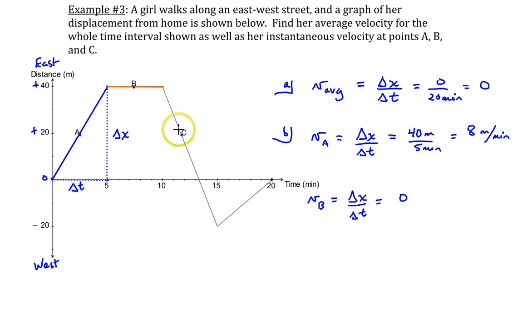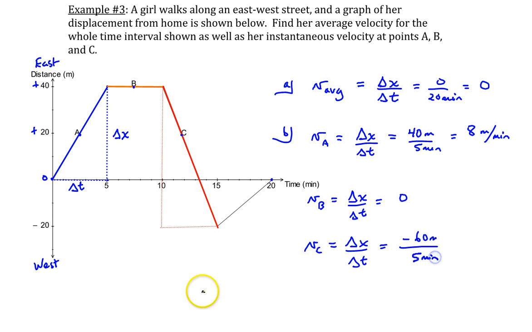And lastly, let's find the instantaneous velocity at point C. So we need to take the slope of this line all the way here. The velocity at point C would be the displacement divided by the time. And now it is going from 40 meters all the way down to negative 20. That is a displacement in the negative direction. So we have negative 60 meters divided by this time interval, which looks like it's going to be 5 minutes. And this gets us an answer of negative 12 meters per minute.